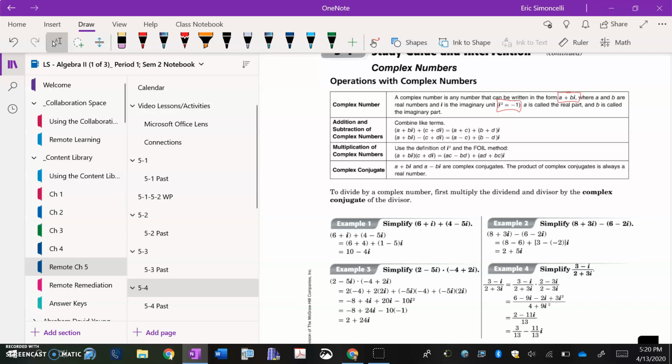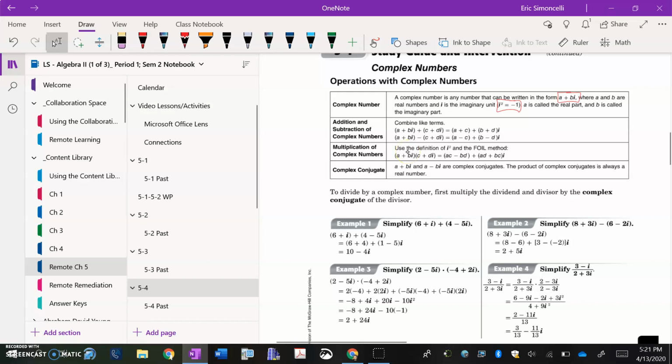A being the real part, B being the imaginary. In its entirety, bi will be the full imaginary portion. You can combine like terms with a plus bi. If you add a plus bi, for example, to c plus di, you simply add the real parts, which are a plus c, and then b and d are the imaginary parts, so b plus d. The i is then attached at the end. Similarly, you can subtract like terms or combine them.